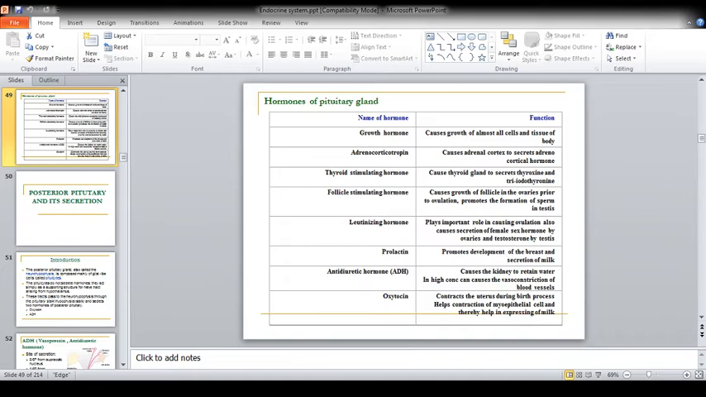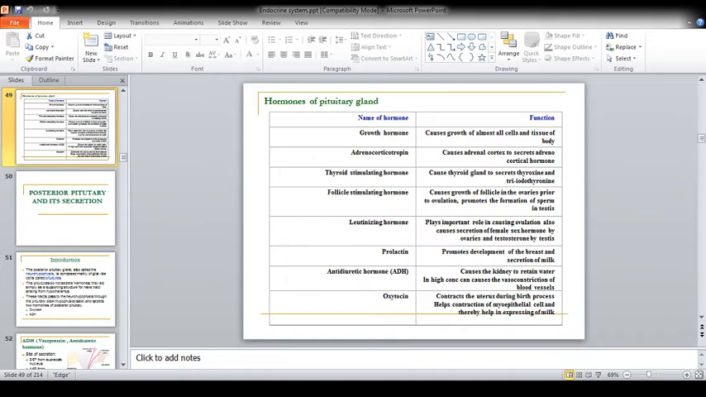Follicle stimulating hormone causes the growth of follicles in the ovaries in females prior to ovulation. So maturation of follicles in the female ovaries is under the effect of follicle stimulating hormone. Follicle stimulating hormone also promotes the formation of sperms in the testes in males.